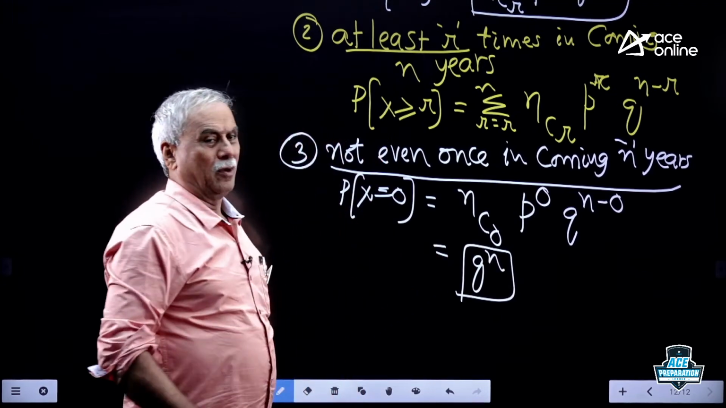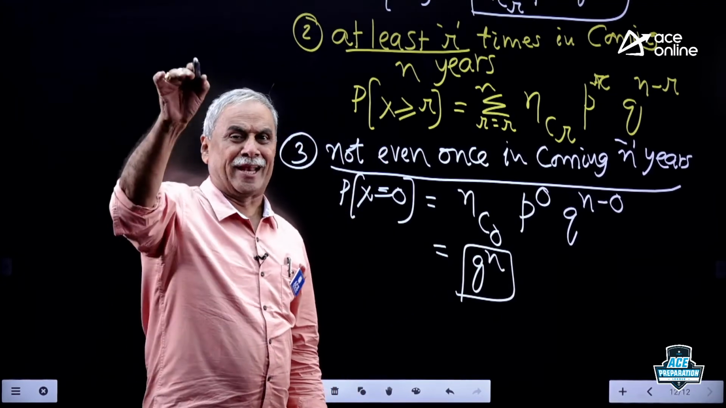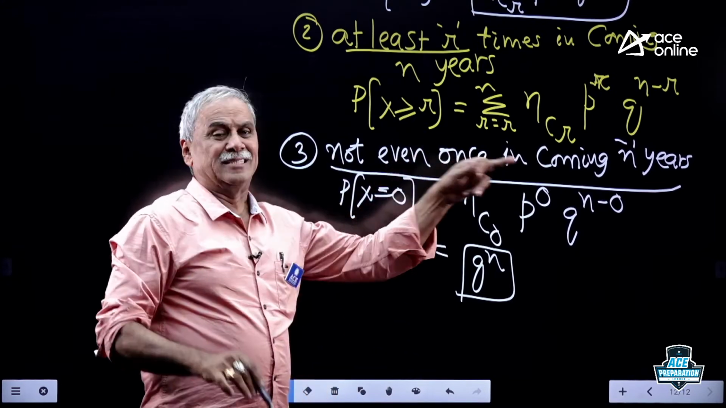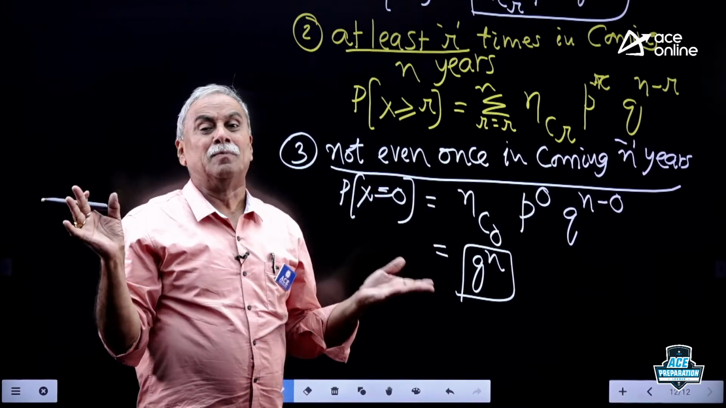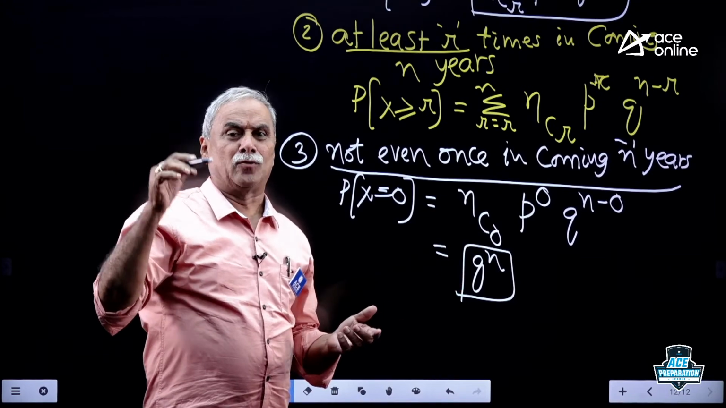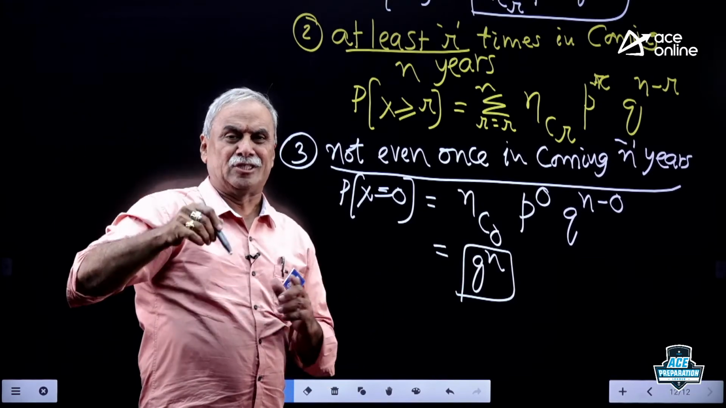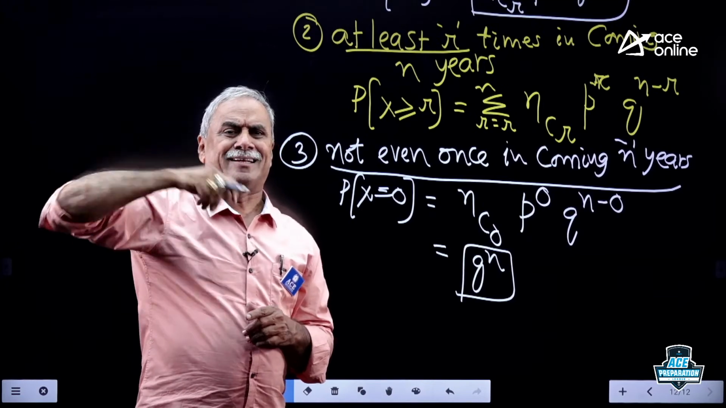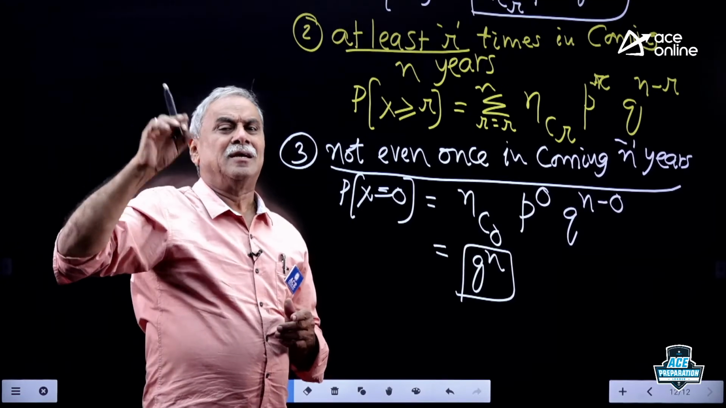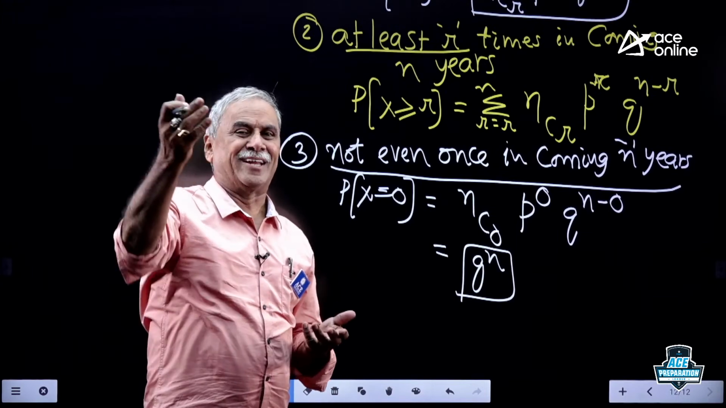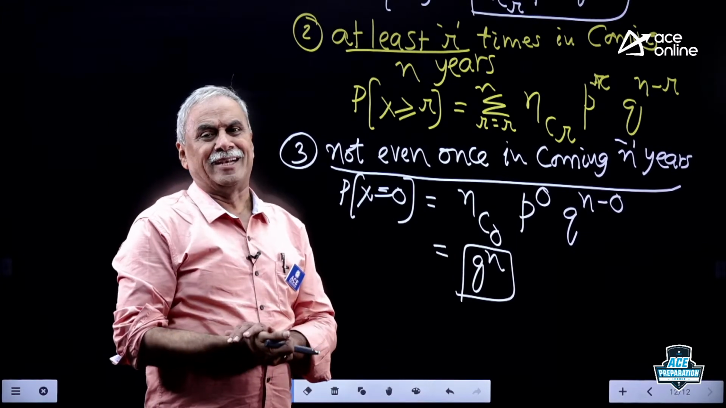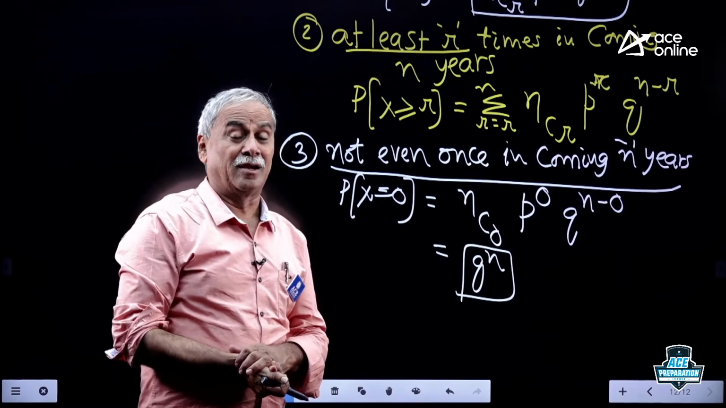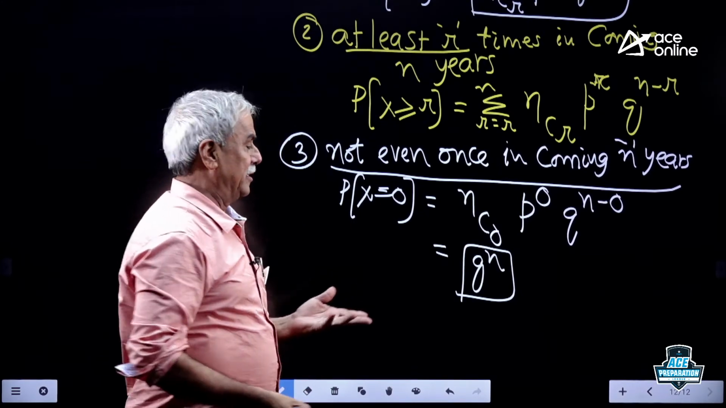What is the probability of getting a particular rainfall at a particular rain gauge station for that particular duration not even once in the coming n years? Simple. Every time it's a failure for the coming n years: this year, the coming year, the next coming year, Q like that. For all the coming n years, Q power n is the required chance of not getting the rainfall even once in the coming n years.